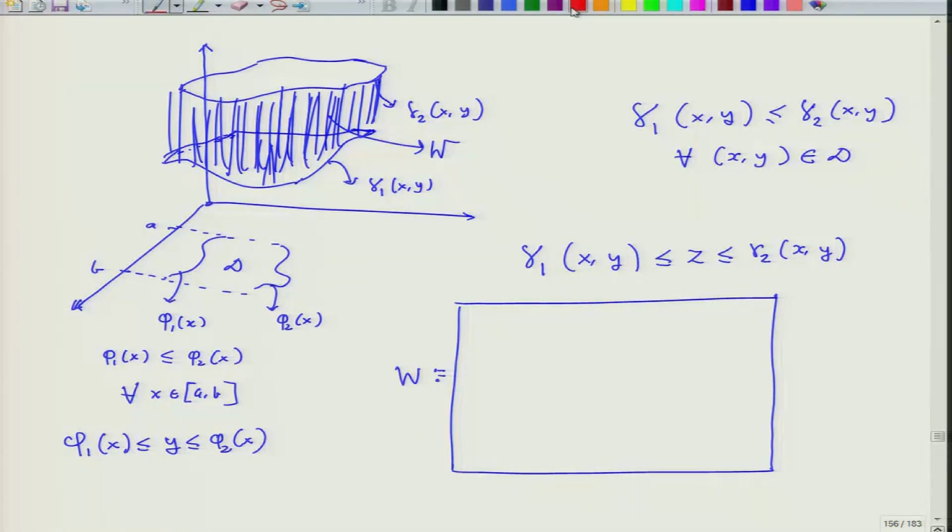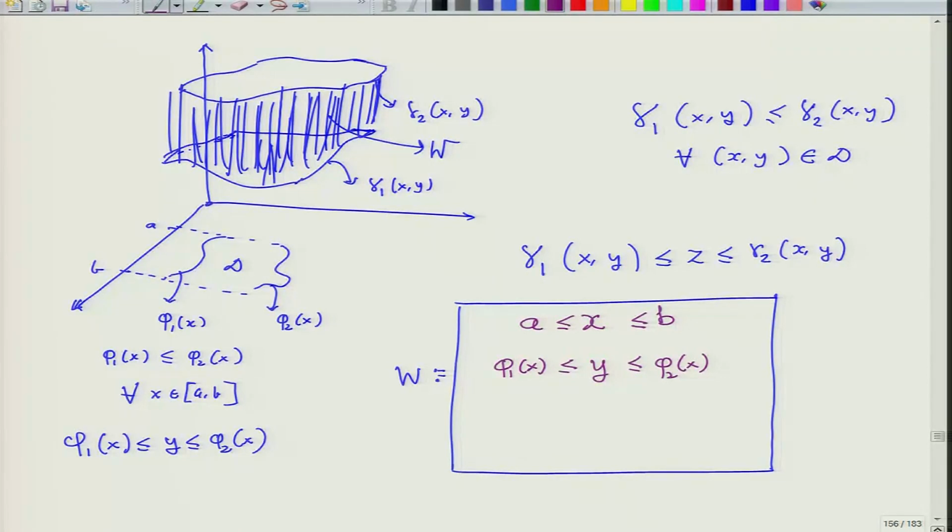This region W has x from a to b, y between phi 1(x) and phi 2(x), but that is not the only way we can have regions here. Please understand, this is one of the ways.